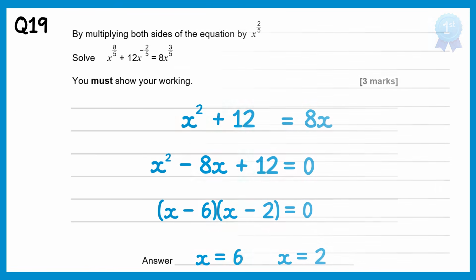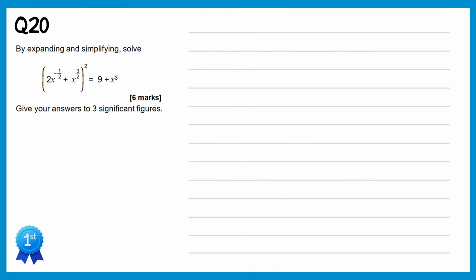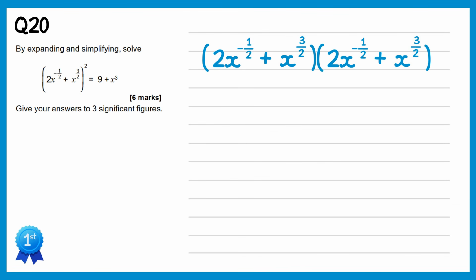For this question, we have a bracket squared. When you square a bracket, you times it by itself. So let's write the bracket, and then times by itself. We can expand this. Let's start with 2x to the negative a half times 2x to the negative a half. You do 2 times 2, which is 4, and then you add the indices, so negative a half add negative a half just gives you negative 1, so it's 4x to the negative 1.